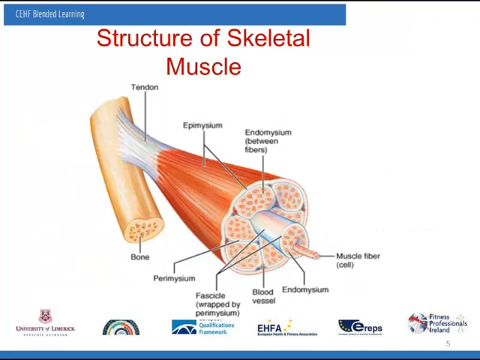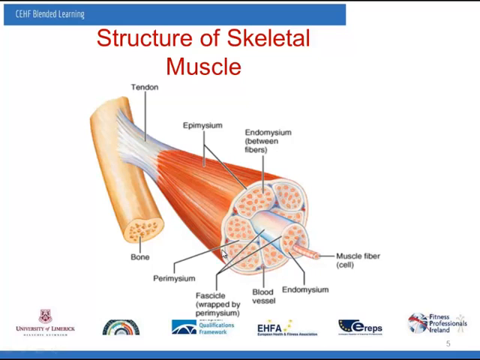Every muscle is made up of hundreds, if not thousands, of muscle fibers, and these muscle fibers are arranged in bundles called fascicles. All of these fibers and bundles are held together then with various layers of connective tissue. So on the outside of the muscle is the first layer of connective tissue, and this is called the epimysium. The epimysium is the outer layer of connective tissue that surrounds the entire muscle, and then it blends into the tendon here, which attaches the muscle onto the bone.